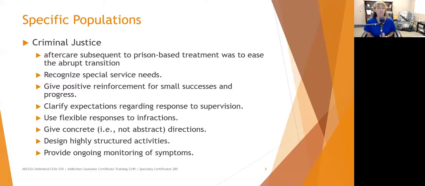Design highly structured activities for the criminal justice population. What are we going to do? Why are we going to do it? What's the benefit? What's the mutually agreeable goal we're working on? And provide ongoing monitoring of symptoms.